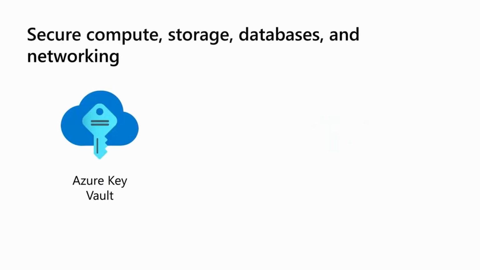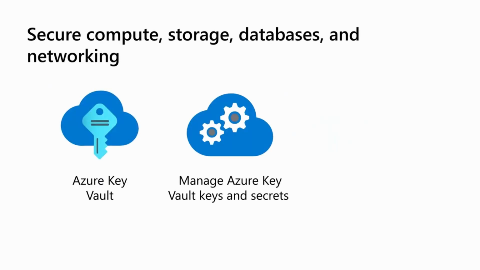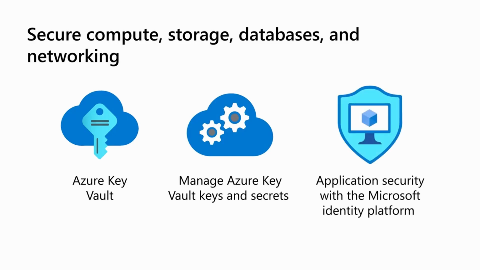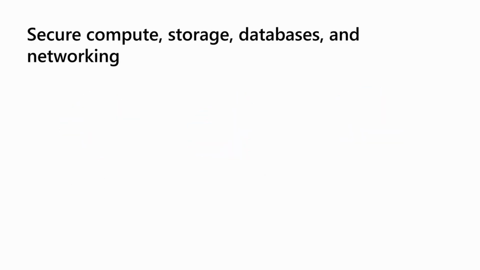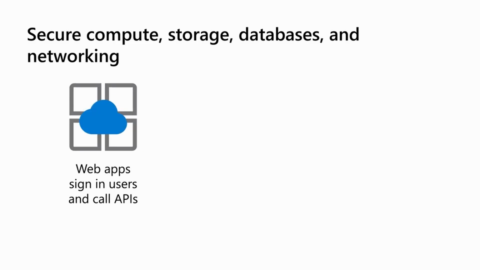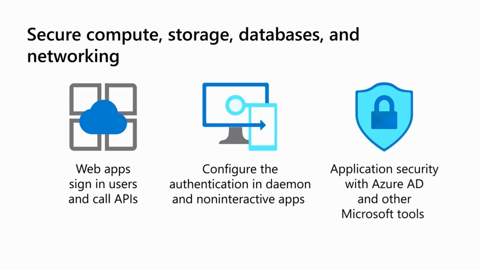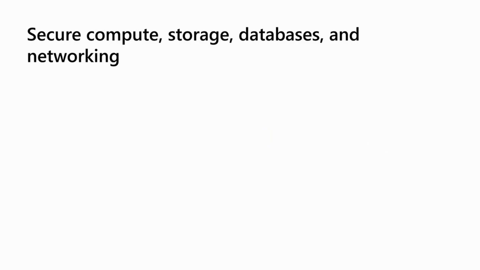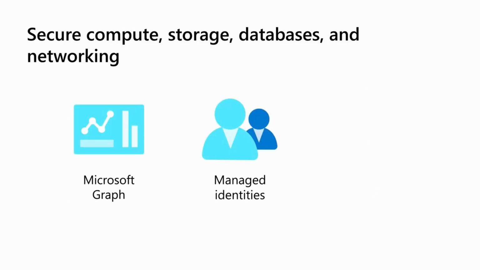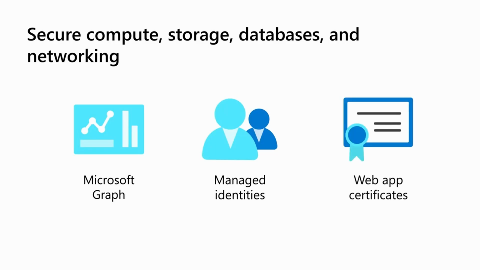You learned about what Azure Key Vault is, manage Azure Key Vault keys and secrets, and application security with the Microsoft Identity Platform. You also learned web apps, sign-in users, and call APIs, and configure authentication in daemon and non-interactive apps. Then you learned about application security with Azure Active Directory or Azure AD and other Microsoft tools. You also learned about the Microsoft Graph, managed identities, and web app certificates.